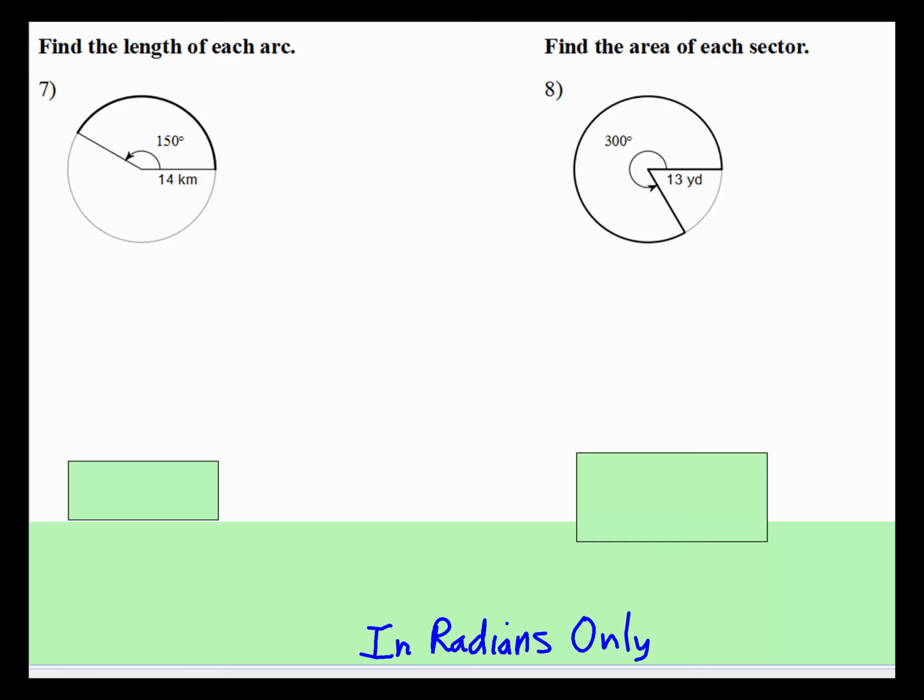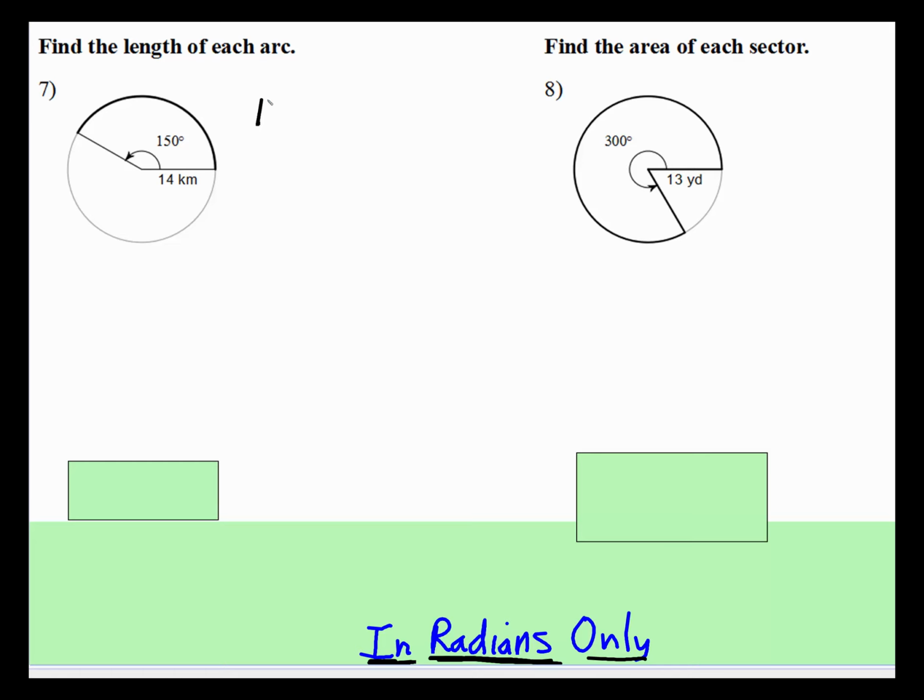Okay, we're going to find the length of each arc and the area of each sector. Notice that down here it says in radians only. This is why degrees are specific to angles, and because the arcs and sectors are a different type of measurement, this one we're talking about a length and an area. Degrees can't be measured that way, so that's why we have to convert those degrees to radians first.